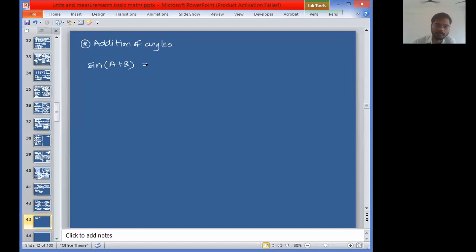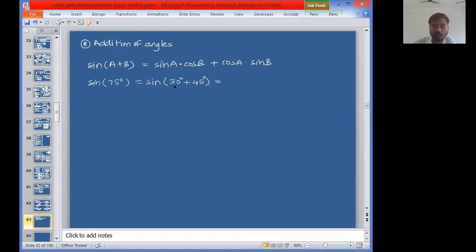So sine of A plus B. The formula is, write down along with me, sine A cos B plus cos A sin B. This is the first formula. How to use this formula? Let me show it. Let's say sine of 75 degree you want to find out. Can we write it as sine of 30 plus 45? Yes, you can do that. Just keep on writing, you will get it automatically.